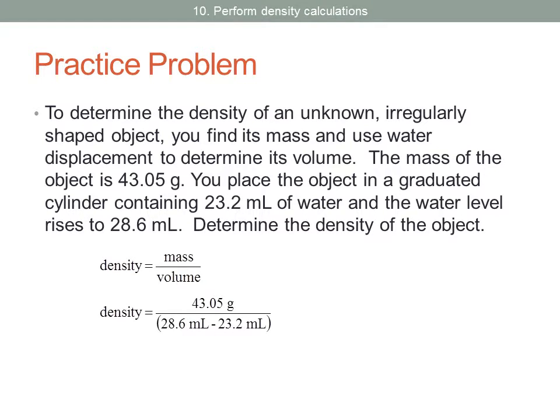So plugging in our values, we have our mass of 43.05 grams, and the volume would be the difference between the two volumes that we read in the cylinder. So 28.6 milliliters minus 23.2 milliliters. If you plug all that in, 28.6 minus 23.2, that would be 5.4 milliliters, and then do the division. That will give you 8.0 grams per milliliter for the density.